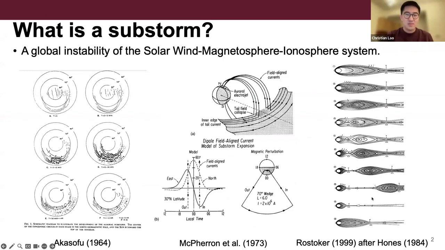So what is a substorm? Simply, it's a global instability of the solar wind magnetosphere ionosphere system. The classical description of the substorm includes three phases: growth, expansion, and recovery. The growth phase is thought to be initiated by a southward turning of the interplanetary magnetic field and consequently enhanced dayside reconnection. This acts to add to the stored magnetic flux in the tail lobes, resulting in a thinning of the plasma sheet and a slow enhancement of the cross-tail current.